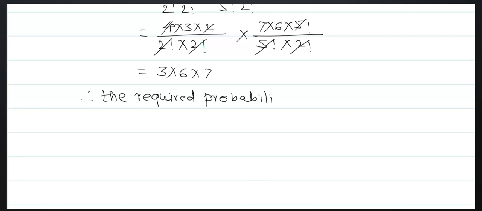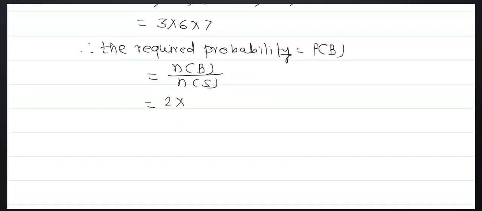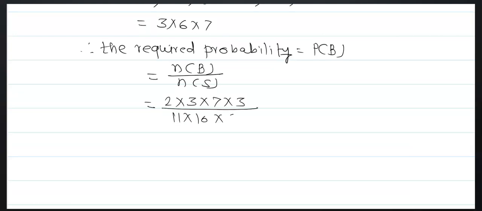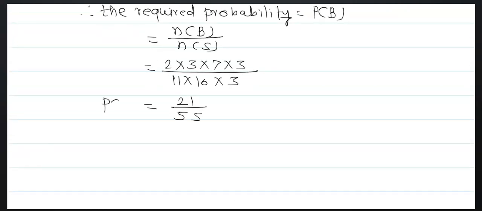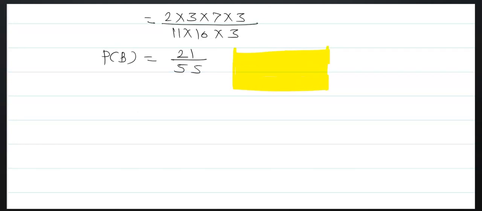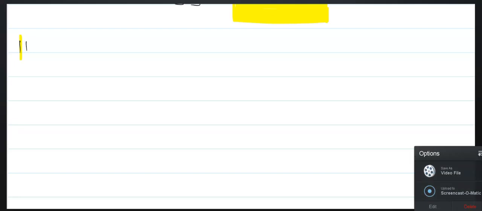The required probability, that is P of B, is equal to n of B upon n of S. That is 2 into 3 into 7 into 3 upon 11 into 10 into 3. That is 21 upon 55. Therefore, P of B is equal to 21 upon 55. The answer given in the textbook is a different one. Now this is my answer.